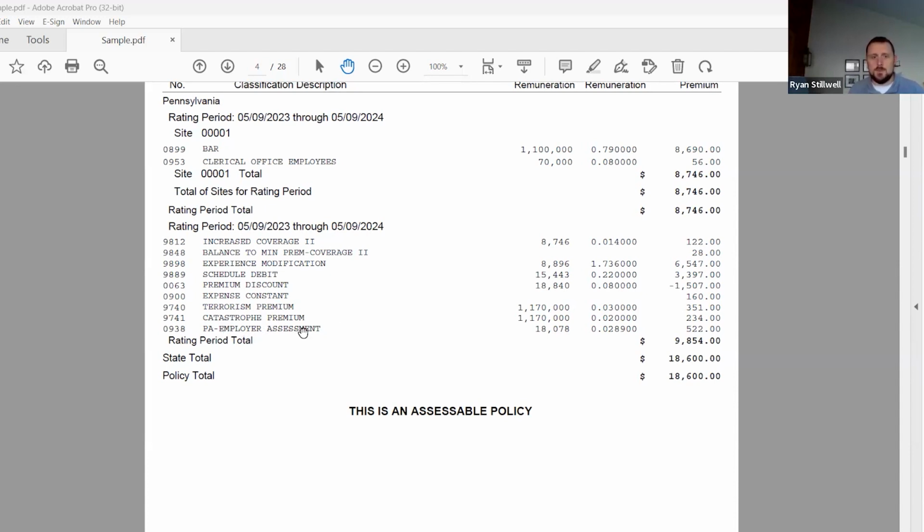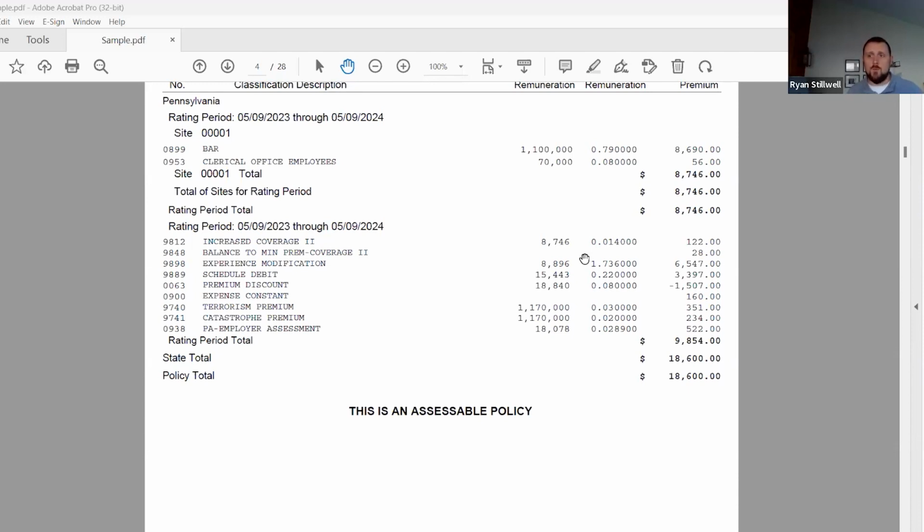And the same thing for the employer assessment. This is a tax. And you can see the tax here, again, that's set by the workers' compensation authority in the state. It's based on your premium. So you add up all these factors. You start with your base premium, you add up all these factors down here through the terrorism and the catastrophe, you take that number and then you add on taxes to it. So the tax is based on premium, where pretty much everything else is based on payroll or, in terms of the rating factors. And obviously the scheduled debit and the experience modification are rated based on your premium as well.